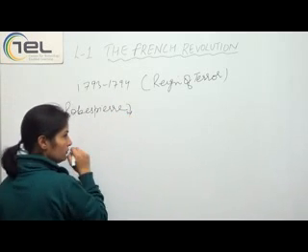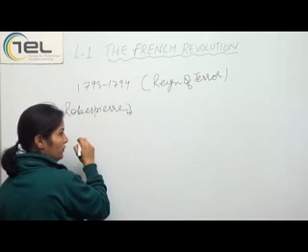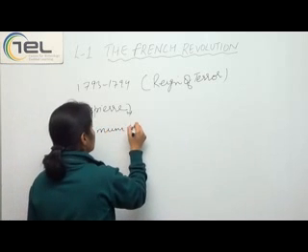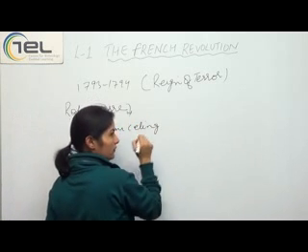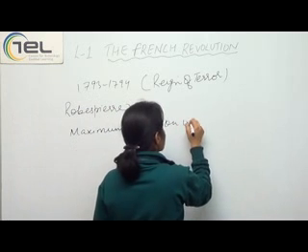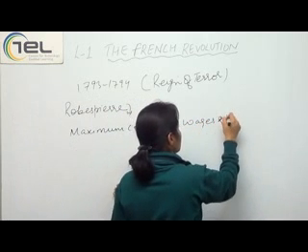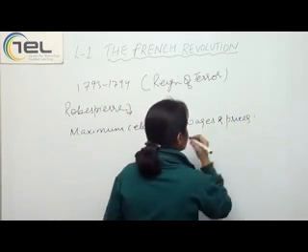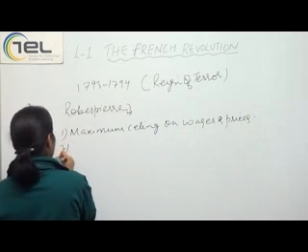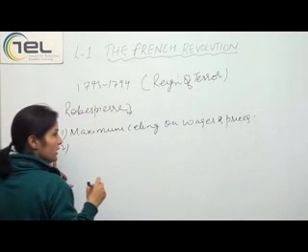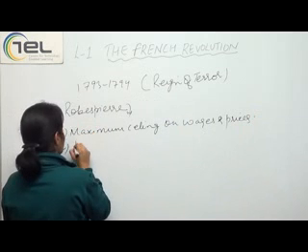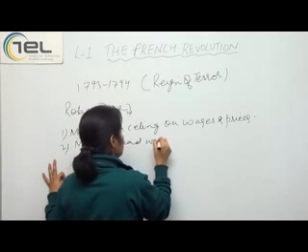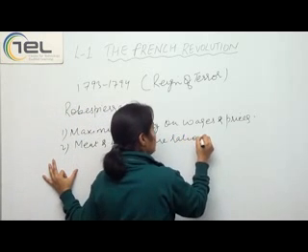So first, he put a maximum ceiling on wages and prices. It means that up to this limit only, a person could get a wage, or up to this limit a person could earn. So that kind of ceiling was put. Meat and bread were rationed, that is, state controlled.